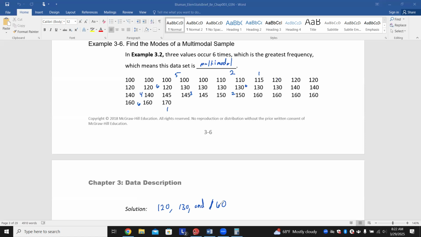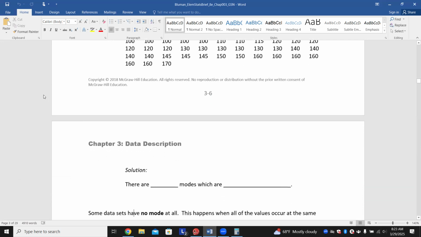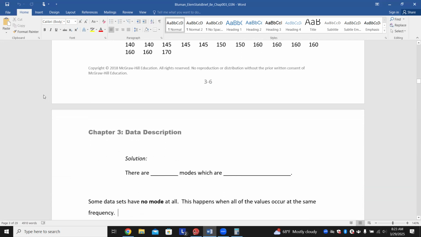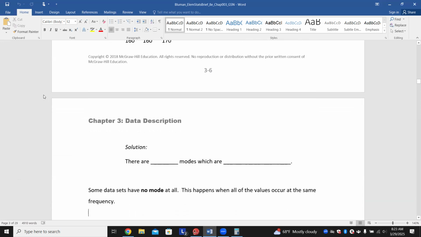All right, so again, we've talked about unimodal, bimodal, and multimodal. There are situations where there isn't any mode at all, meaning every single number happens the exact same time. Oh, I didn't realize there was a solution there, but this would have been 3 followed by 120, 130, and 160. But there you go.